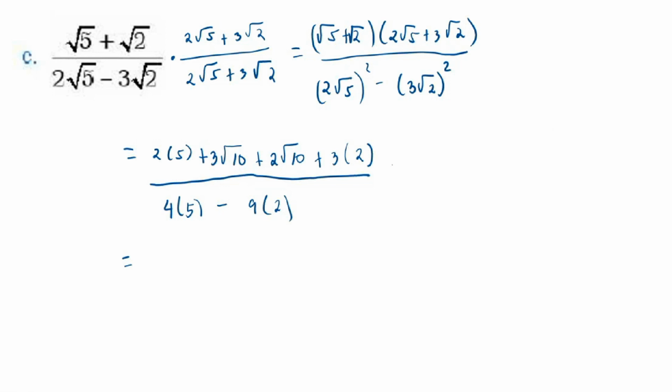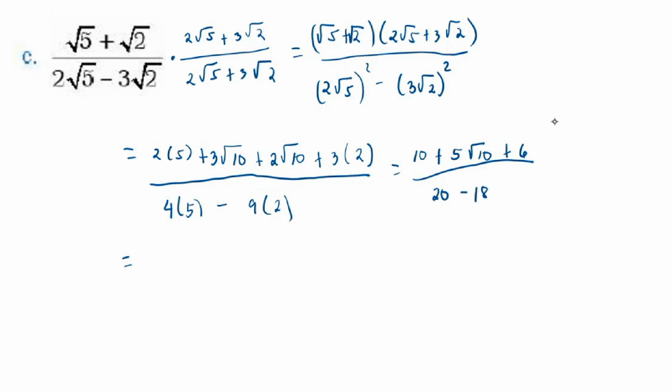So maybe I can write it here first. I have 10 plus, these are like terms, so combine their coefficients. So 3 plus 2 is 5. So I can write 5 square root of 10. And this one is plus 6. 3 times 2 is 6. So this one now is 4 times 5 is 20 minus 9 times 2 is 18.